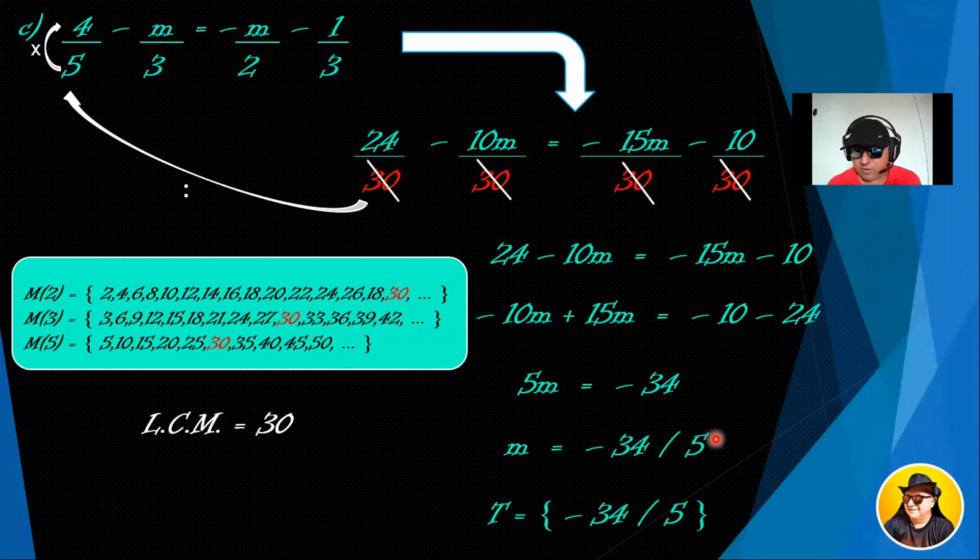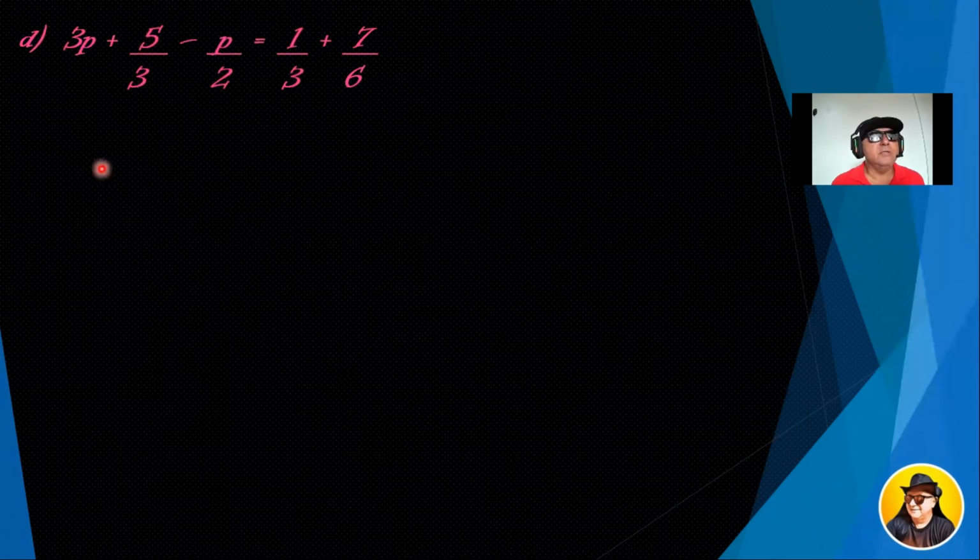Oh, well, I'm not sure if we'll have another. Yes, we have another question. Question D. 3p plus 5 over 3 minus p over 2 is 1 over 3 plus 7 over 6.